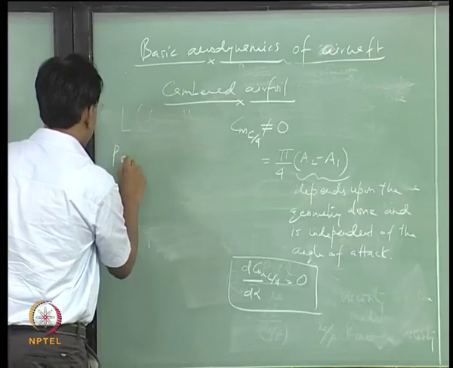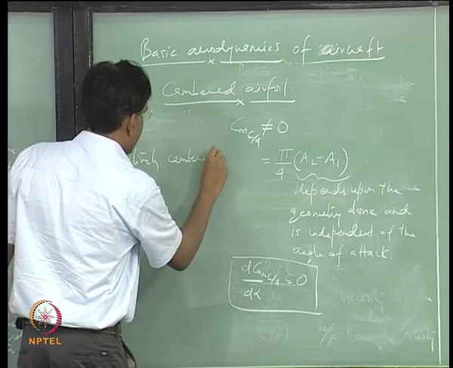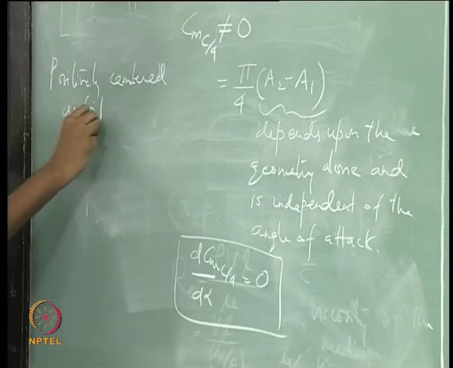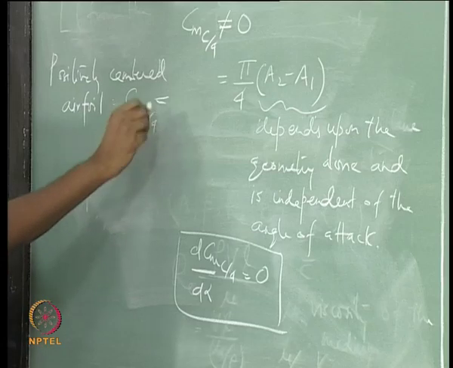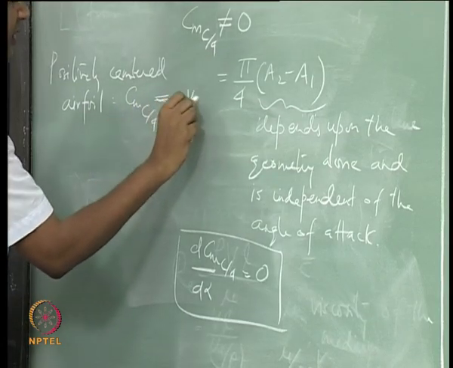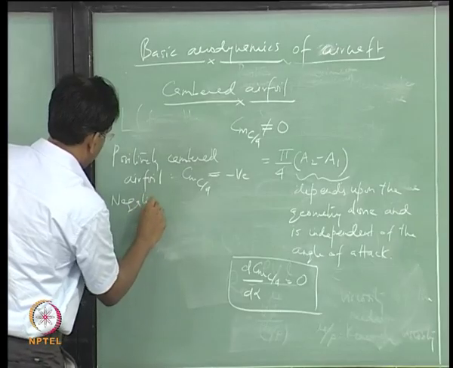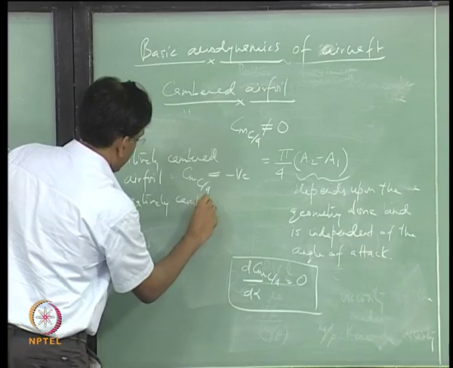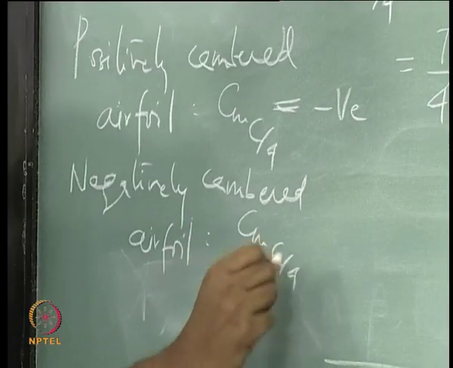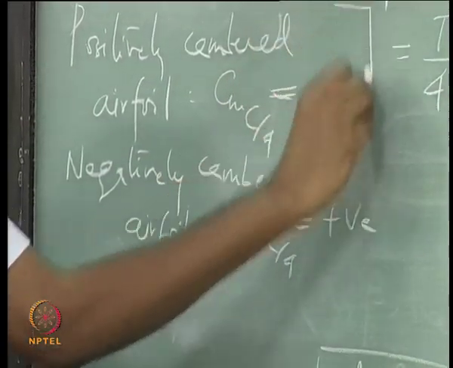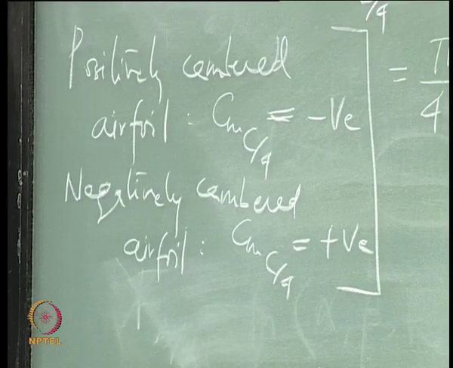For a positively cambered airfoil, this Cm c/4 is actually a negative number.